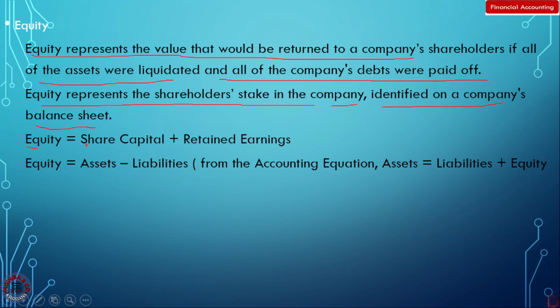Equity is equal to share capital plus retained earnings. Remember, the share capital is the amount that we put in the business so that the business can operate. The retained earnings is the amount that comes from the operations: when you get revenue from your customers and then net off the expenses of the operations, what remains is the retained earnings. So equity is share capital plus retained earnings, and equity is equal to assets minus liabilities. And from the accounting equation, assets is equal to liabilities plus equity. So that is all about equity.